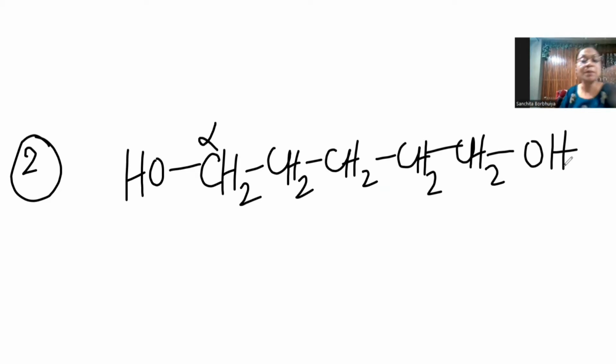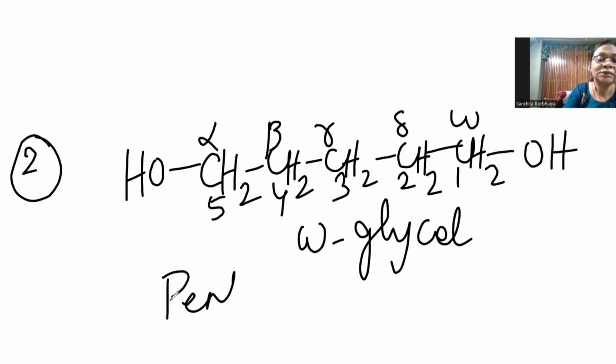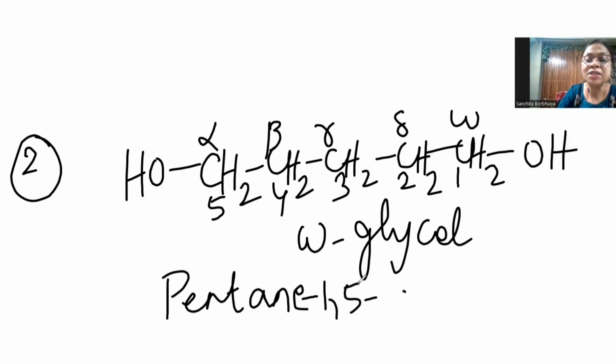If you want to give another common name, you can call this carbon the alpha carbon. The carbon attached to the functional group is the alpha carbon. So alpha, beta, gamma, delta, omega. This can also be called omega glycol. And the IUPAC name, I don't have to explain to you. It's 1, 2, 3, 4, 5, pentane. I hope you still remember that you are not to drop the E if the functional group is repeated more than once. So it is pentane-1,5-diol. So this was my second task.